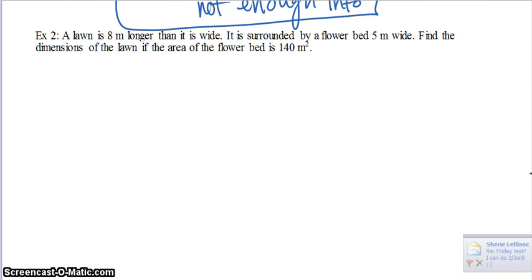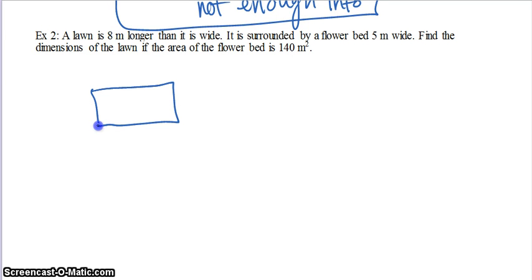Alrighty, now a lawn is 8 meters longer than it is wide. It is surrounded by a flower bed 5 meters wide. Find the dimensions of the lawn if the area of the flower bed is 140 meters squared. Okay, so I'm going to first do my sketch. So I have my lawn, and it's 8 meters longer than it is wide.